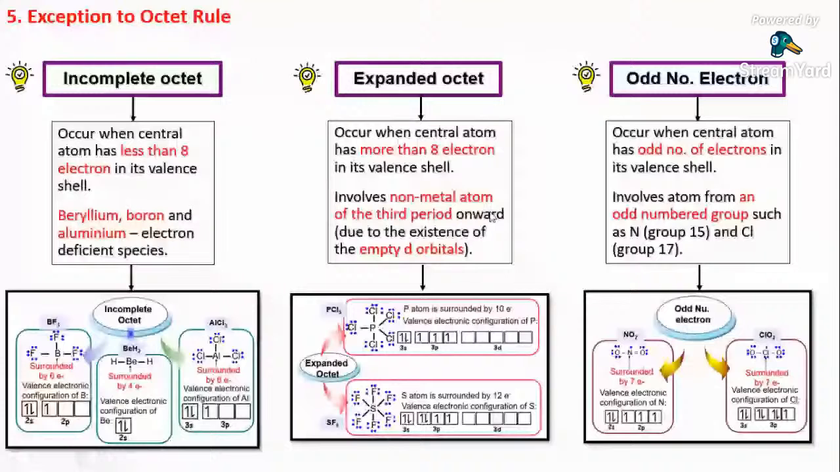Okay, and then the third one is an odd number of electrons in its valence shell, normally from group 15 and group 17. Okay, nitrogen, chlorine. Always check the formal charge. If the formal charge is equal to 0, normally it's stable already.